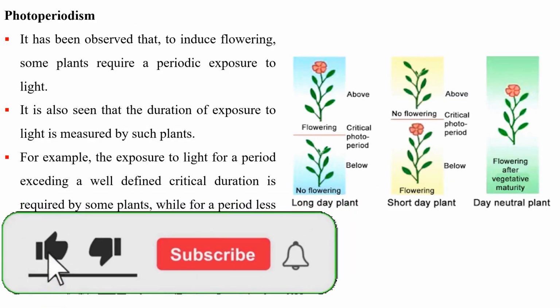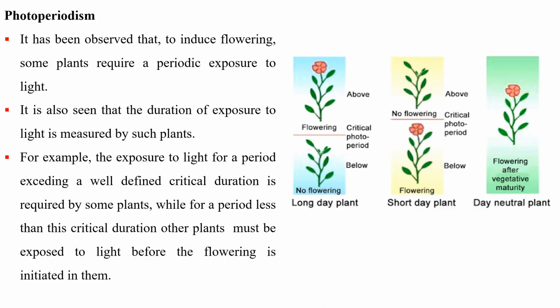Photoperiodism. It has been observed that to induce flowering, some plants require a periodic exposure to light. It is also seen that the duration of exposure to light is measured by such plants. For example, exposure to light for a period exceeding a well-defined critical duration is required by some plants, while for a period less than this critical duration, other plants must be exposed to light before flowering is initiated in them.